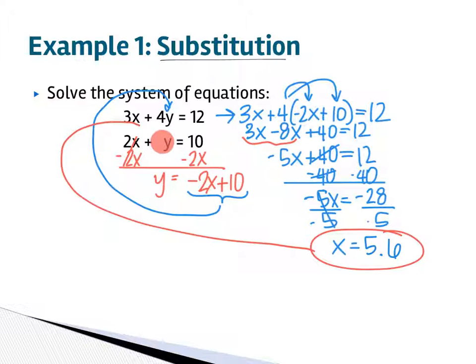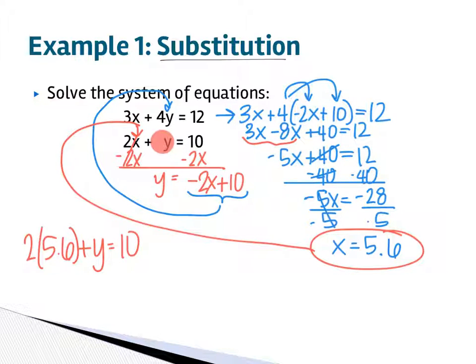Now that we know what x equals, we're going to take it and substitute it in for x. And you can put it in either equation and then just solve for y, but it's probably going to be easier if you put it in that second equation. Whatever you do, always make sure you put it in an original equation. So that's going to be 2 times 5.6 plus y equals 10.